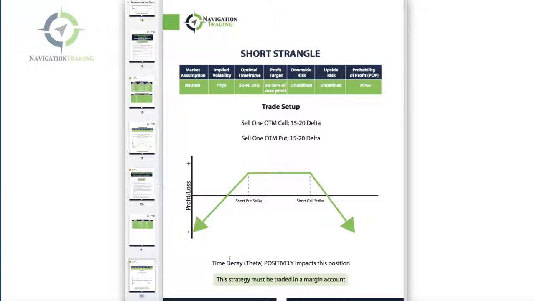The other thing to remember is that time decay works in your favor, so it positively impacts this position. And remember, this strategy must be traded in a margin account. You can't trade short calls or short strangles in an IRA. Let's go to the platform and take a look.